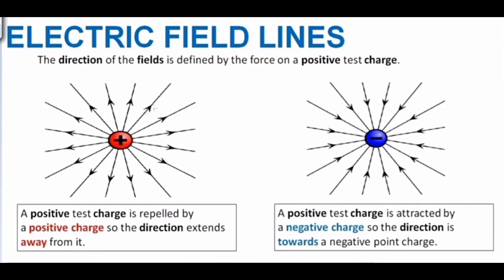Pagka naman negative, in the second picture as you can see, the blue one, pagka negative ang source, they attract. So, a positive test charge is attracted by a negative charge. The direction is towards a negative charge. Meaning, pagka negative charge siya, inward or opposite attract. So, the tendency, ang positive test charge ay nag-a-attract sa negative charge.